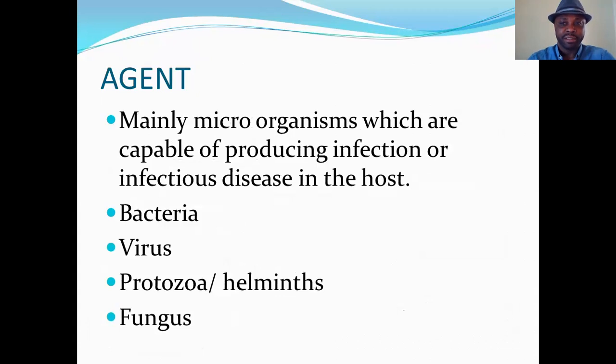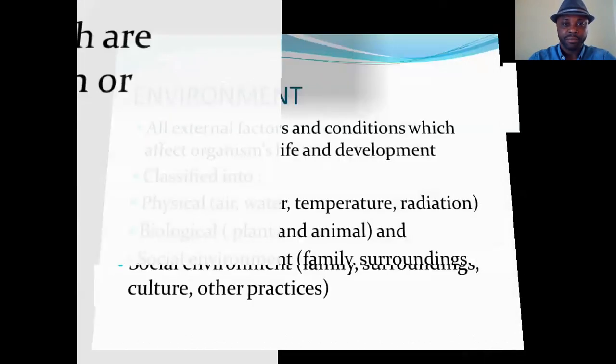Then we look at the agent. Biologic agents are usually microorganisms which are capable of producing infection or infectious disease in the host. There are other agents, but we're concentrating on biologic agents, like I earlier told you, because communicable diseases are infectious diseases. These include bacteria, viruses, helminths, or fungi.